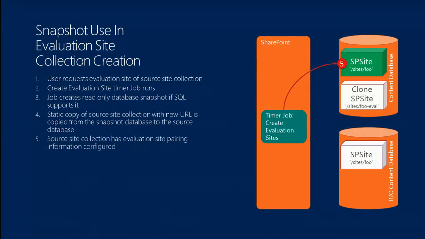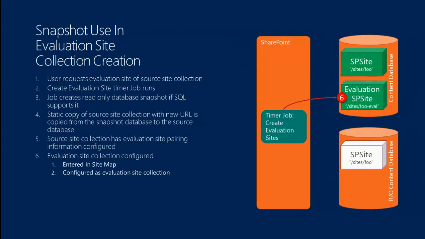And if they had the same ID, they would fight. Okay. Now, the next step is making sure that the source site collection is aware that it has an evaluation partner. And the reason it does that is so that you don't keep requesting more evaluation sites. The next thing it does is go through and add that site collection to the sitemap so that now you can actually get to the site collection.